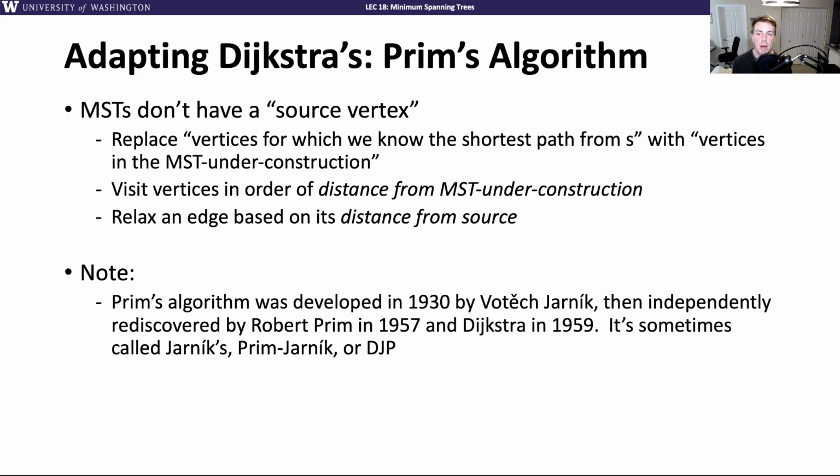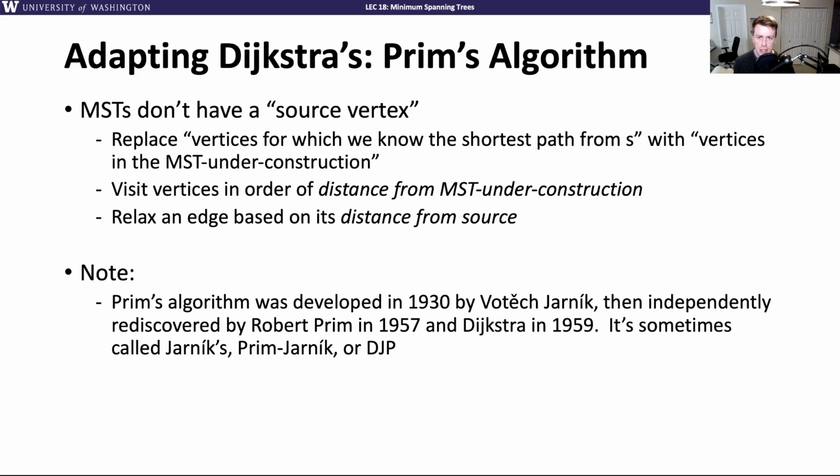So instead of talking about, in Dijkstra's, the vertices for which we know the shortest path from S, we're now going to talk about the vertices that are currently in the MST that we're constructing. We're going to iteratively build up this MST, and we're going to keep track of the set of vertices that are currently covered, that we don't need to consider other paths to. And we're going to visit the vertices in the unknown set based on the distance from those vertices to our MST under construction. And we're going to change how we define the distance to a node. That'll clear up in a little bit.